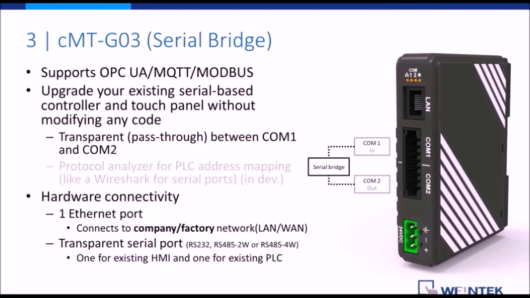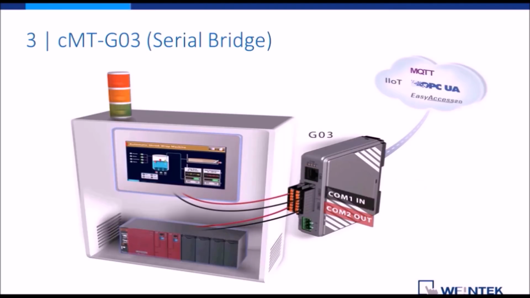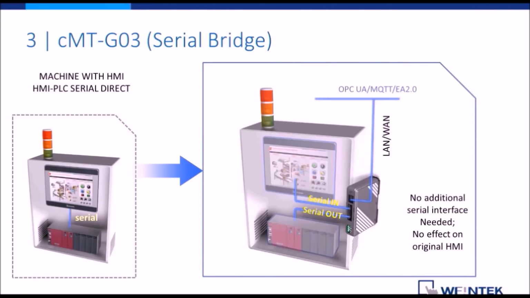So let's look at it in more detail. When I said inbound and outbound connections of COM1 and COM2, I literally mean that you can basically cut the cable that the existing HMI and PLC have and just plug them into COM1 and COM2, just like this. This is really for existing machines where your HMI and PLC are already directly connected in serial form. After the transformation with our GO3, your HMI will have a serial line coming in to COM1, and COM2 will send a serial line out to the PLC.